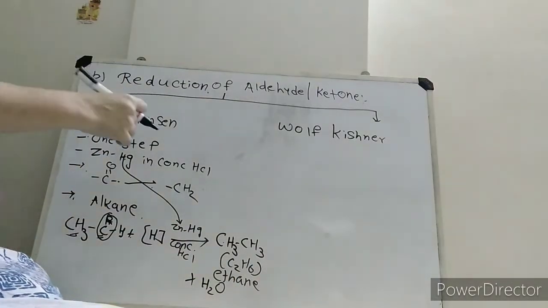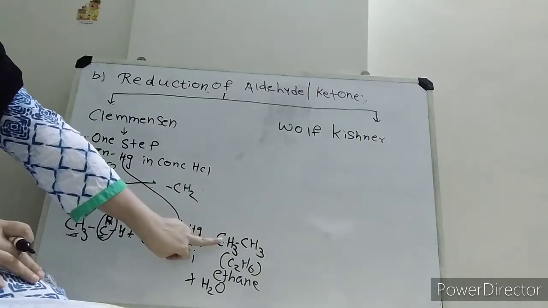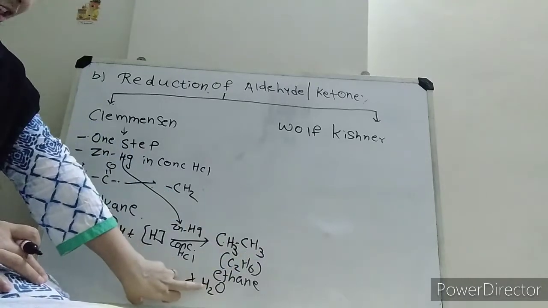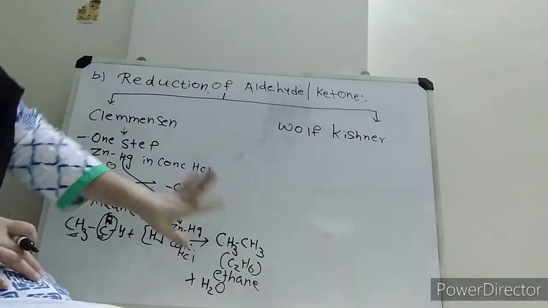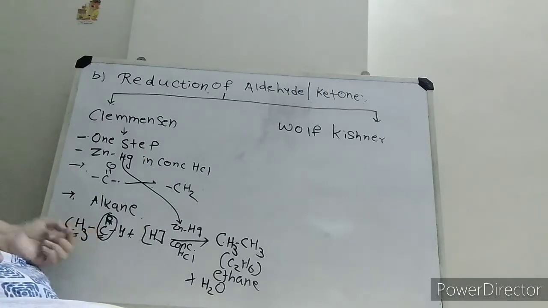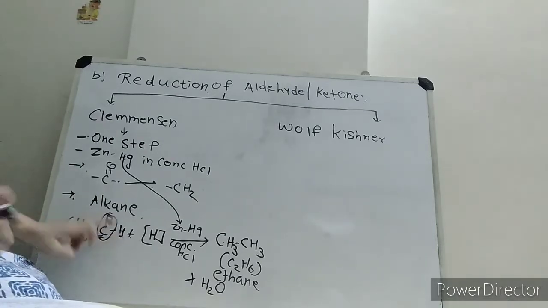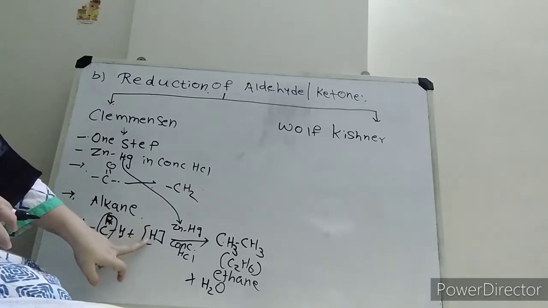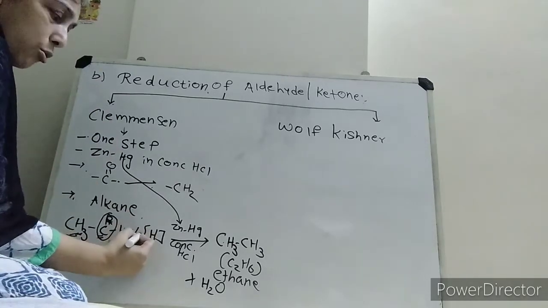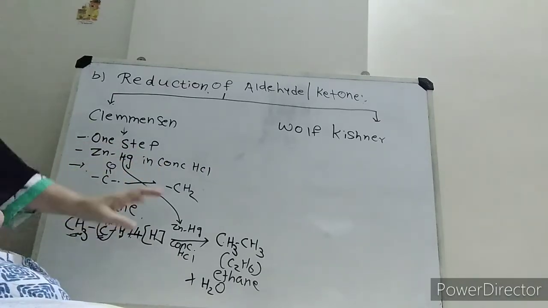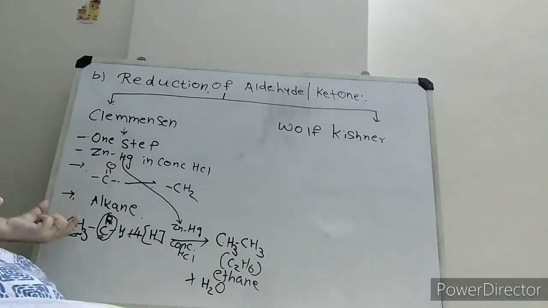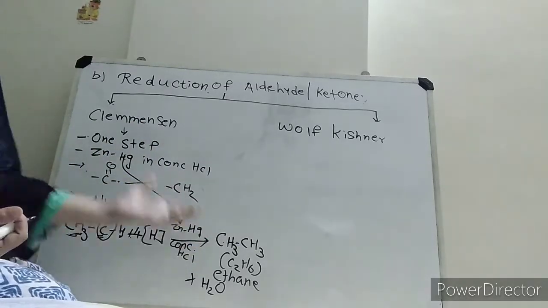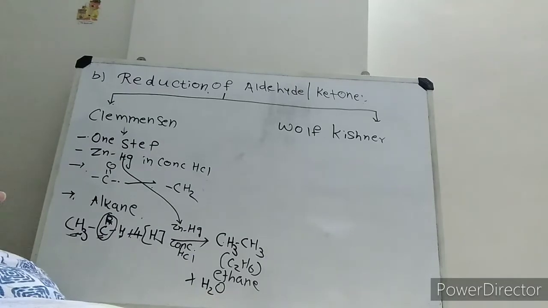Now we have to balance this reaction. Just count the hydrogens on the product side: 3, 6, 7, 8 hydrogens. On the reactant side, CH3CHO has 3 plus 1, that is 4 hydrogens. So how much hydrogen do we have to add? Four more hydrogens to balance this reaction. So see this, from acetaldehyde we are getting ethane with removal of a water molecule.